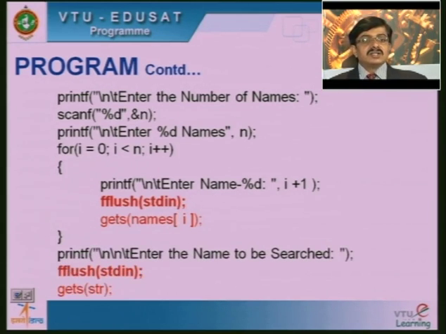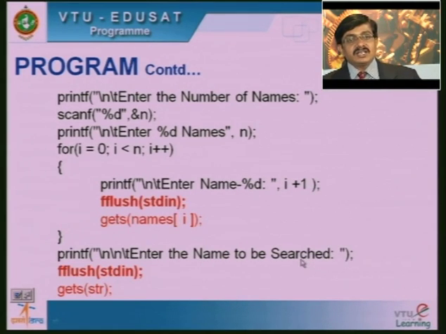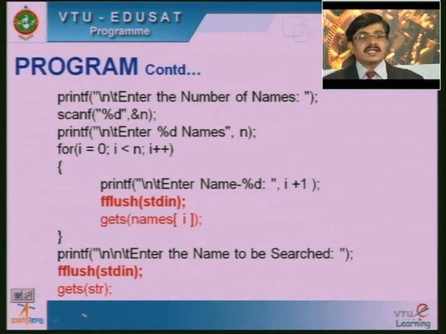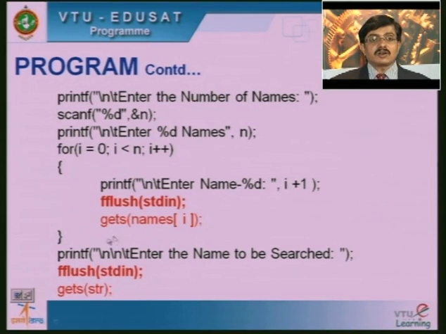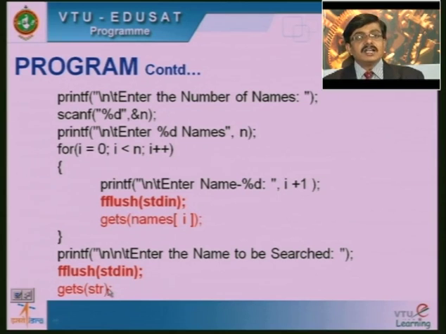Now, after that, printf "Enter the name to be searched". We have to read the key element, the name of the key which is to be searched. So, here again we have to fflush(stdin), then gets(str). It is recommended that whenever you use the gets function, you must use fflush(stdin). Now, after that we will be reading the name to be searched in the list of names.